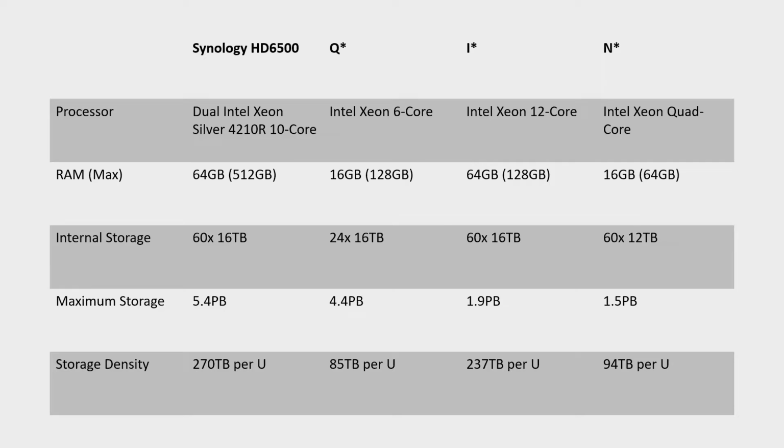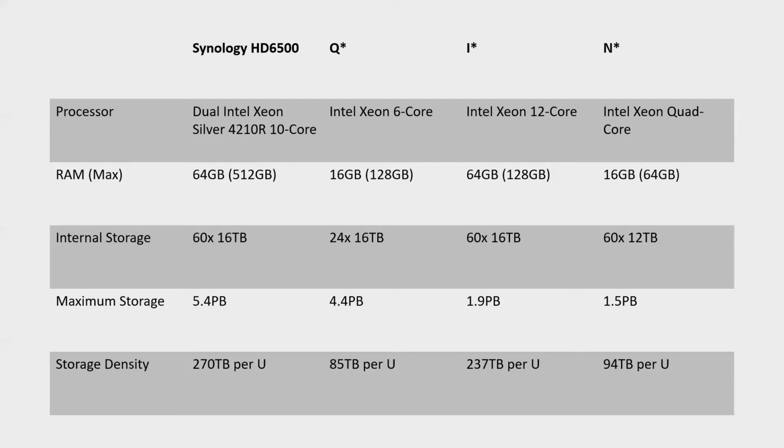Now, the other benefit of the Synology solution is the actual density of that system. As I said before, we've got 5.4 petabytes, and we can fit that all into, what's the number? I think it's 20U. So we've actually got 270 terabytes essentially per U of rack space, which is an insanely high number when it comes to looking at that density.